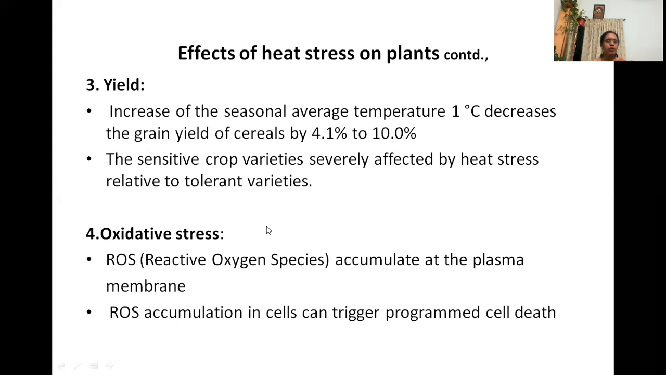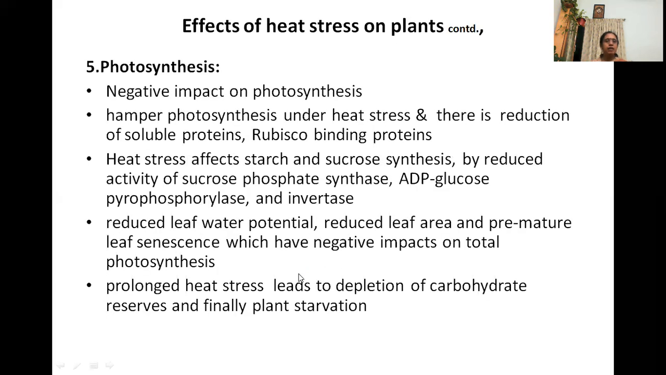And next, the most important one is oxidative stress. That is, ROS or reactive oxygen species accumulate at the plasma membrane, and this triggers programmed cell death. So what happens? There is PCD, then finally many cells will die. Finally, it may result in death of the plant. And then the photosynthesis. This is the major one, and the effect which is caused on photosynthesis will indirectly affect all other metabolic activities of the plant.